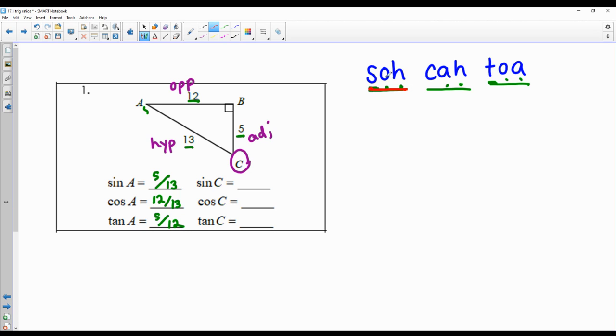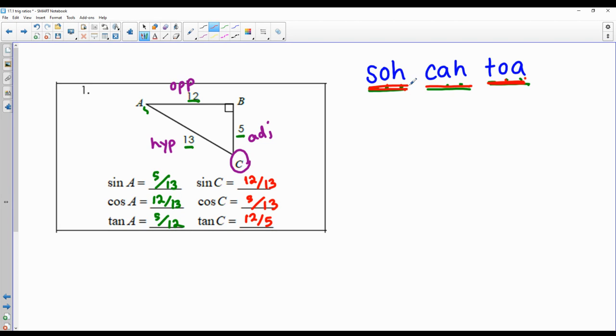Okay, so now I go back and do the same thing. I'm going to look for the sine, which is the O over the H. So I've got my opposite right here, which is 12, over my hypotenuse, which is 13. So 12 over 13 right there. Cosine is the A over the H, the adjacent over the hypotenuse. So 5 over 13 is my cosine, and then the tangent, our last one, TOA, the opposite over the adjacent. So 12 over 5 is our tangent of C.